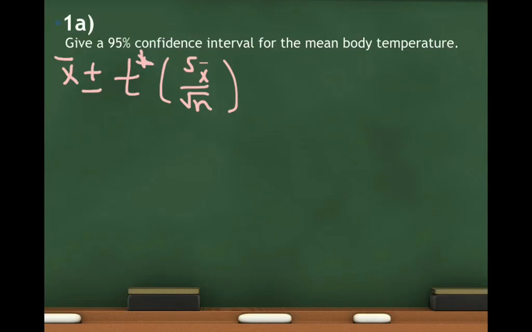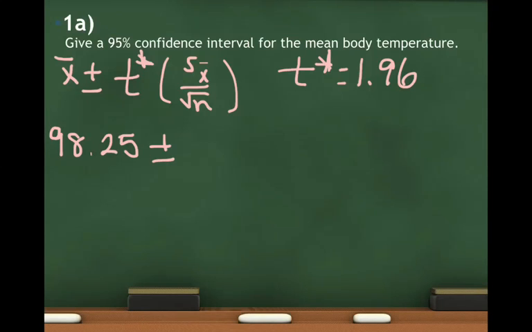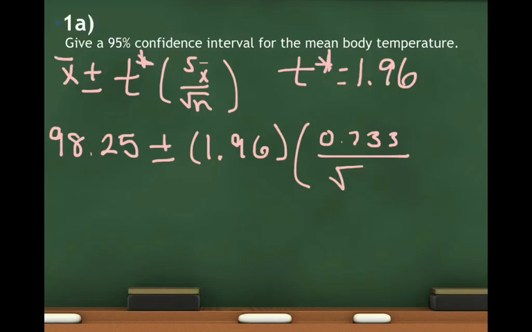Hopefully you found your critical value, and you should have found t star as 1.96. When we set up our confidence interval, we're going to have our sample mean x bar, 98.25, plus and minus the critical value 1.96 times the standard deviation 0.733 divided by the square root of our sample size. Here our sample size is 130. Why don't you pause the video and try to find your confidence interval.